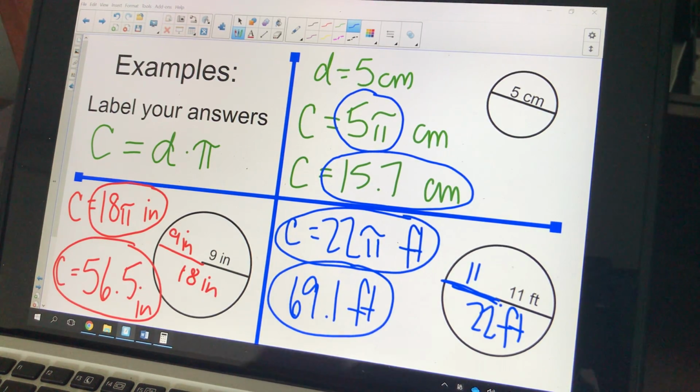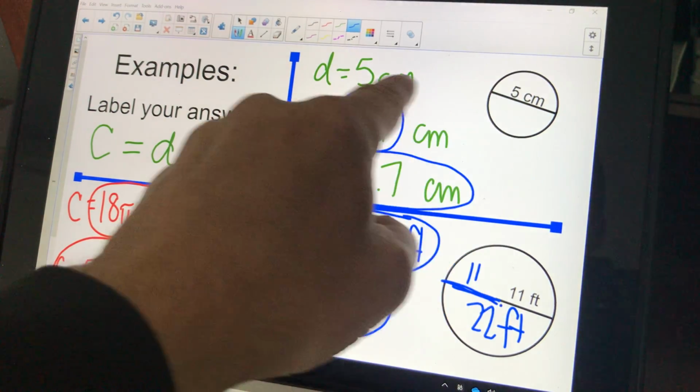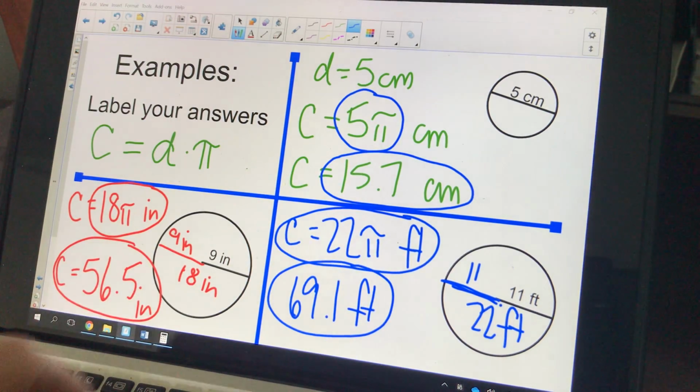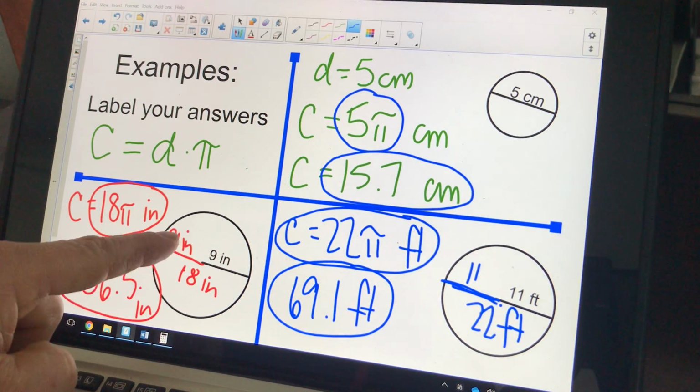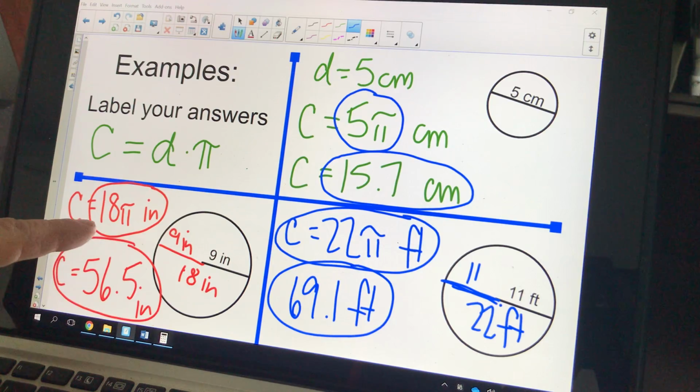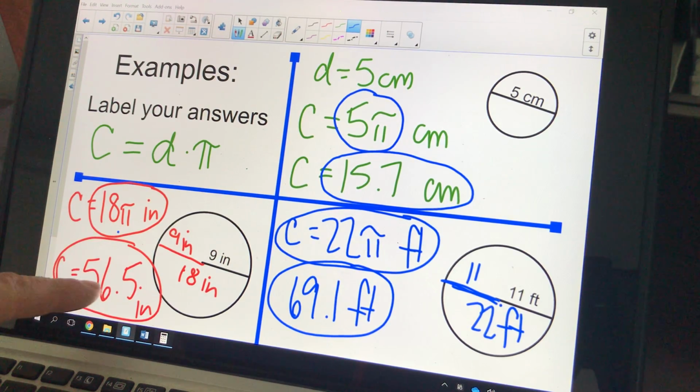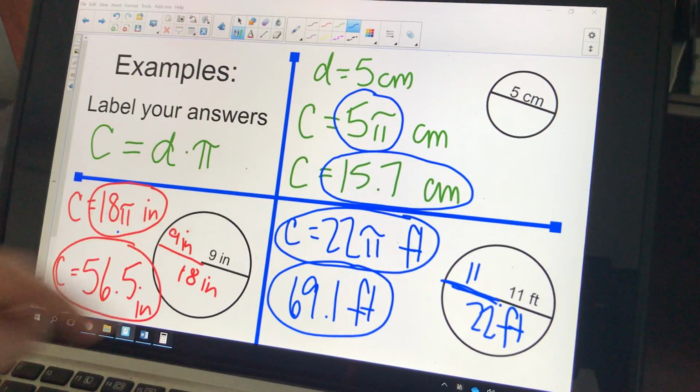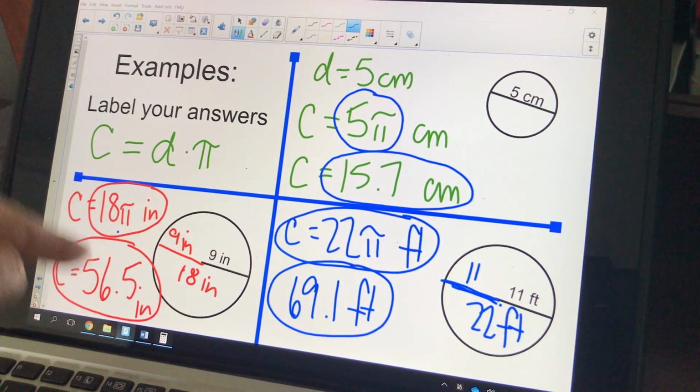If you know the diameter, it's quite simple. Pi gets put right in there. If we only know the radius, we double it to get our diameter, 18 pi or 56.5 inches. All of my answers look like they are labeled. I'm good. Let's move on.